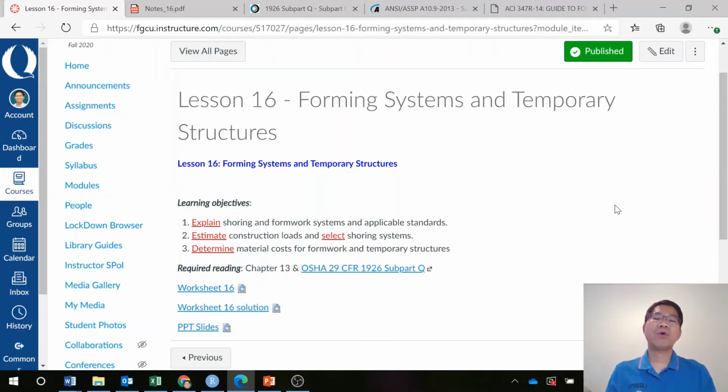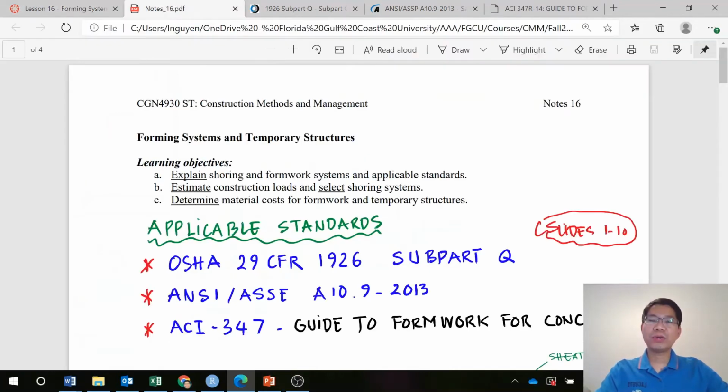So there are a few options that we will evaluate, and with that we require the knowledge in engineering mechanics and project planning for this lesson. So let's start with the applicable standards that we use for this lesson, and of course that will be used for the next three lessons when we have the formwork design 1, 2, 3.